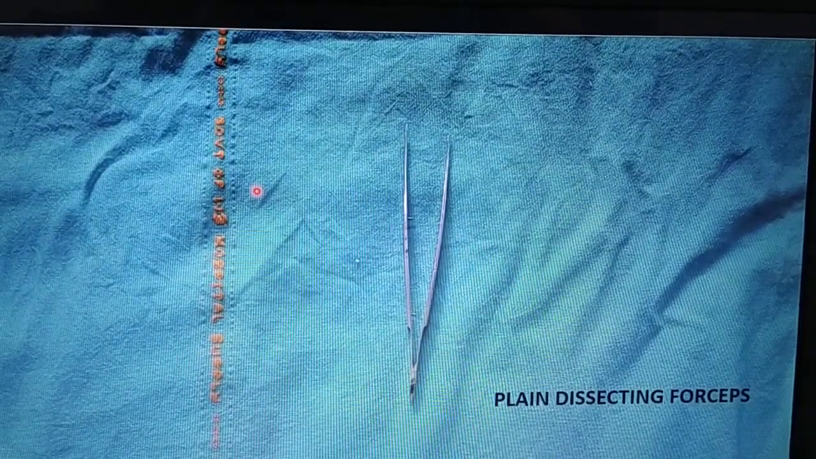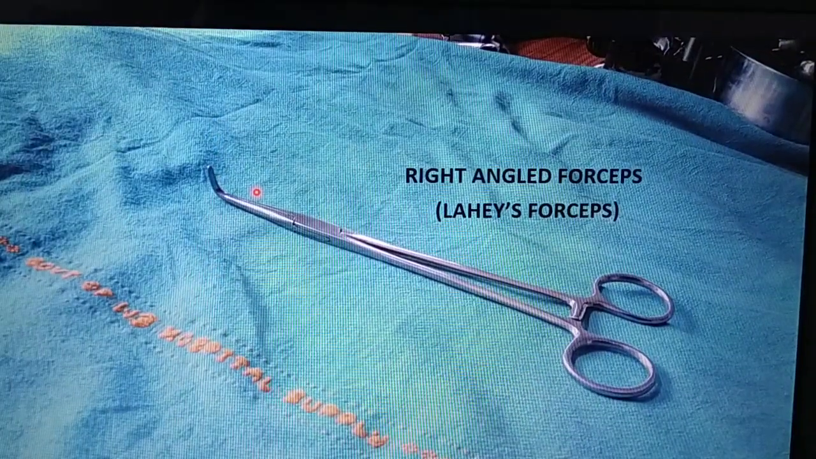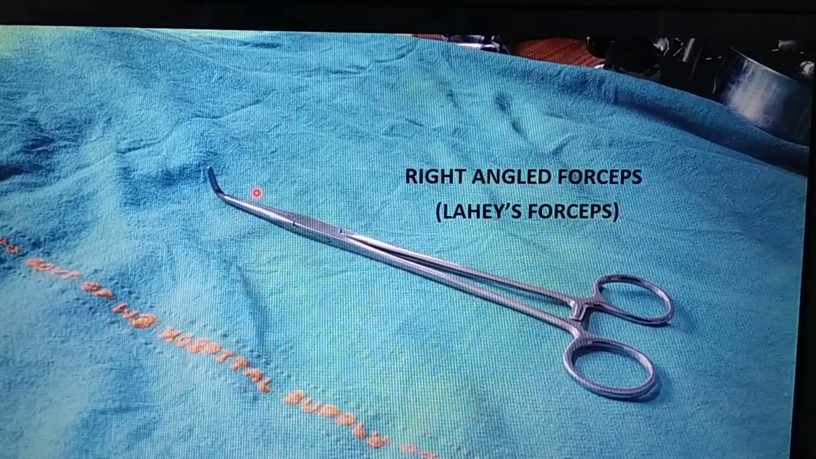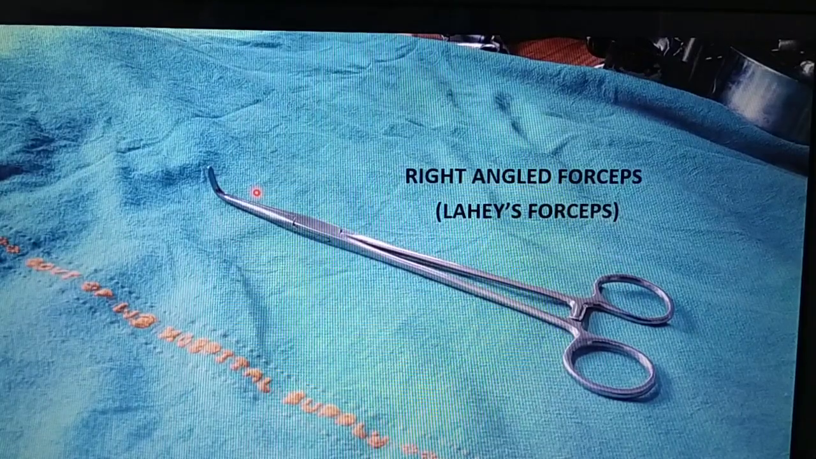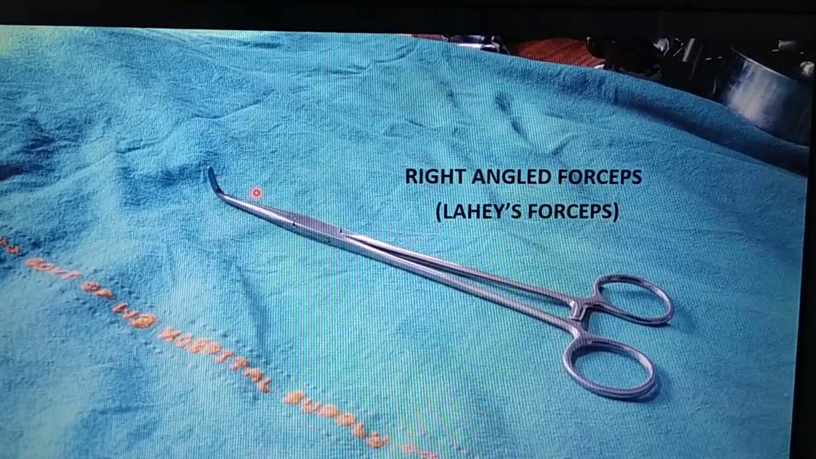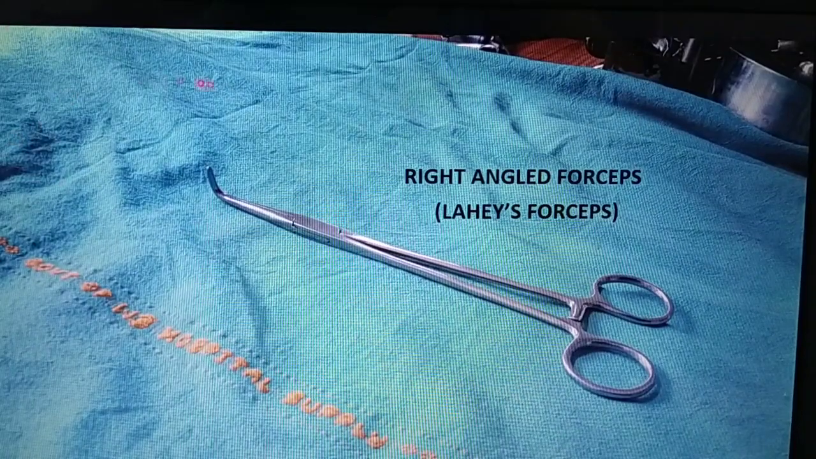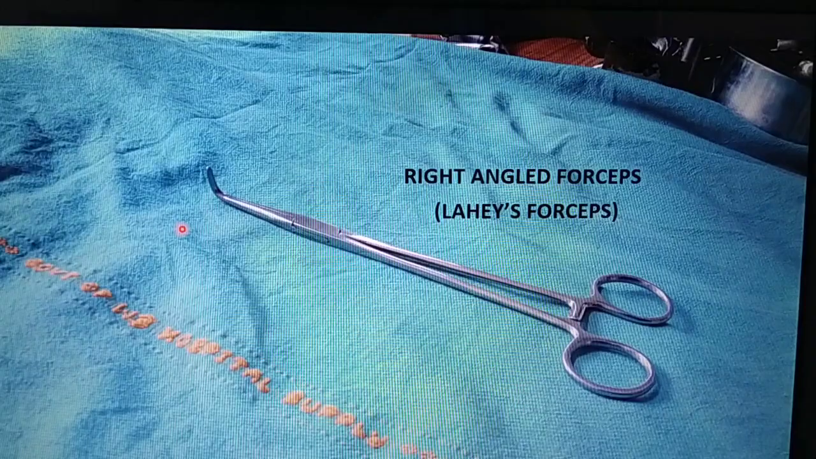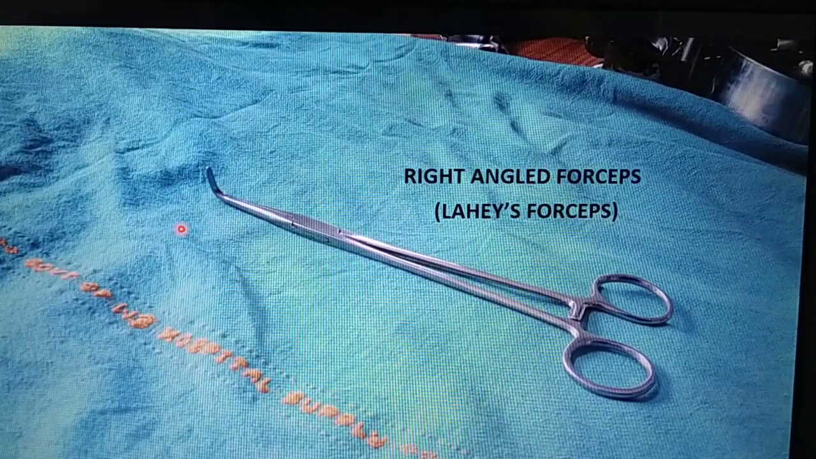Next instrument is right angle forceps or Lahey forceps. Like a hemostatic forceps, this instrument has a finger bow, catch, pair of shafts and pair of blades. Terminal part of the blade is bent at right angle to the shaft, and the transverse serration is present in the blade.